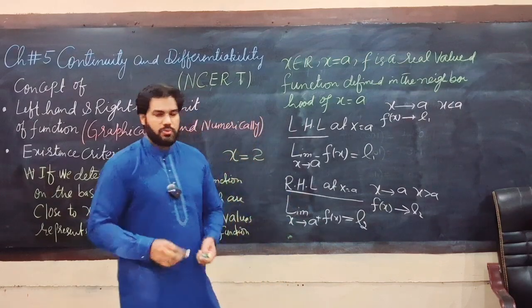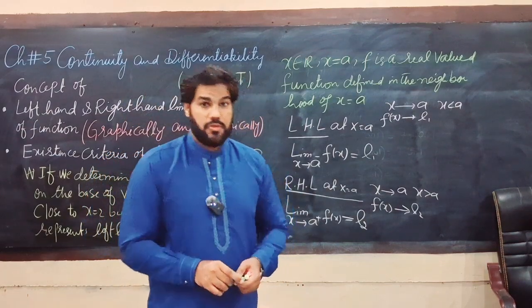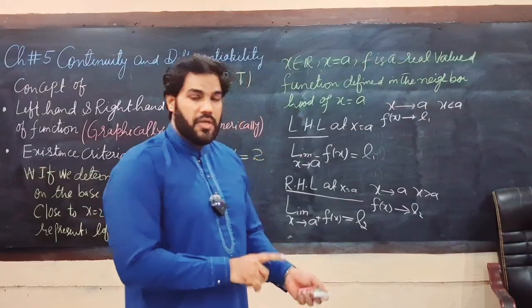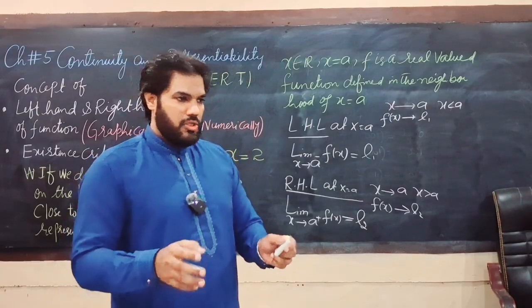So this is the concept of left hand and right hand limit of the function. Whenever your x approaches a from the left side, then in that case the limit is called left hand limit.